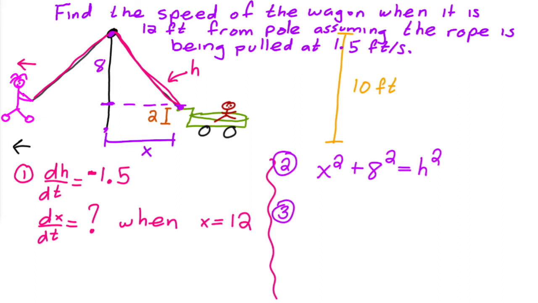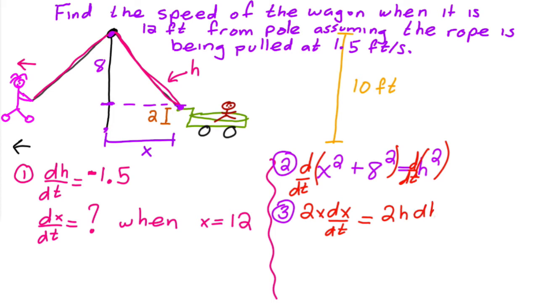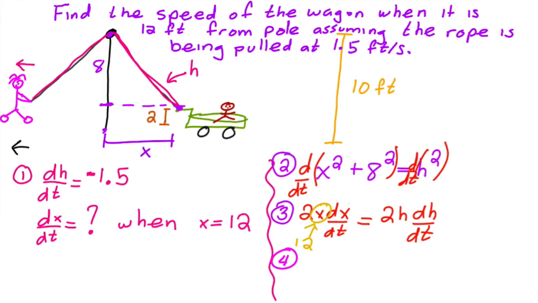So step 3 then is to find the derivative of both sides with respect to time. And so the derivative of this guy is 2x dx over dt plus 0 is equal to 2h dh over dt. Okay, and so then step 4, we plug in all our stuff. So let's see if we have everything. We have x. We know x is equal to 12. Dx over dt, that's the one I'm looking for, so I'm just going to leave that one there.